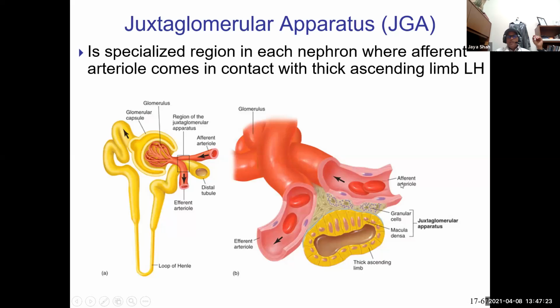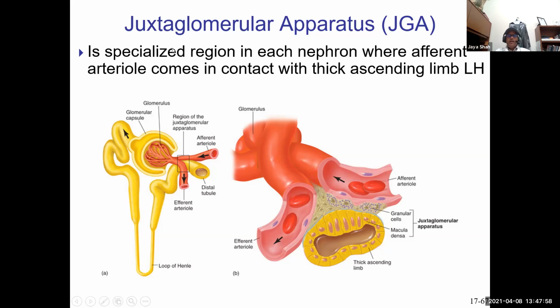So if there is more volume, more blood, more stretch, this granular cell detects that. And then the granular cell produces a hormone called renin. Okay, and we're going to talk about that later. This wall detects sodium. So let's see, after detecting and producing renin, what they do. And together, all these cells, we call them JG cells, juxtaglomerular apparatus cells, okay?